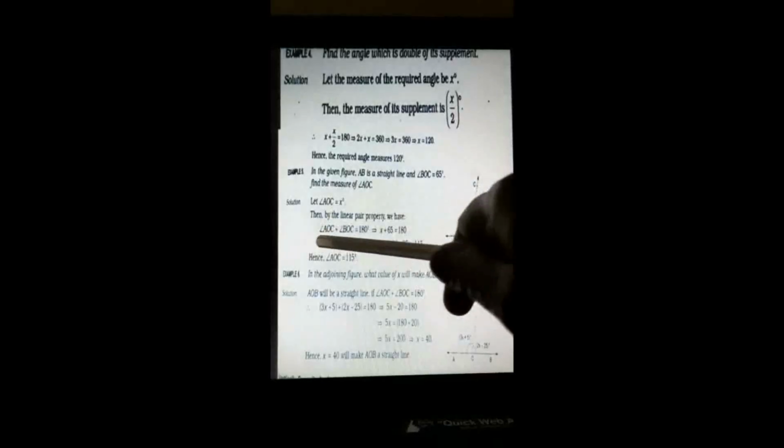Then by the linear pair property, what is the property? Linear pair property, we have angle AOC plus angle BOC is equal to 180 degree. Now AOC is x and BOC is 65 degree. So x plus 65 is equal to 180. x is equal to 180 minus 65. That is equal to 115. So that means angle AOC is equal to 150 degree.